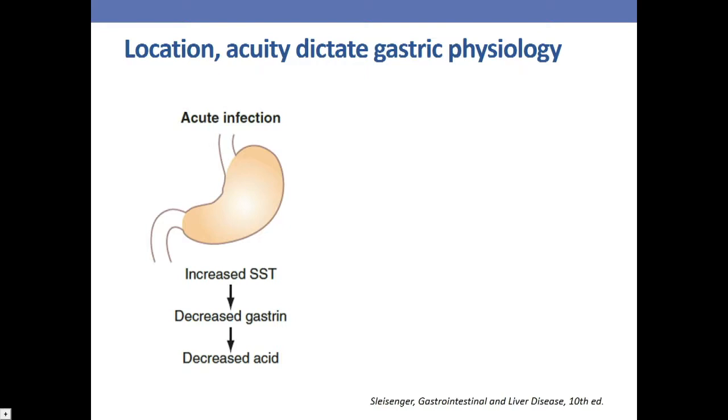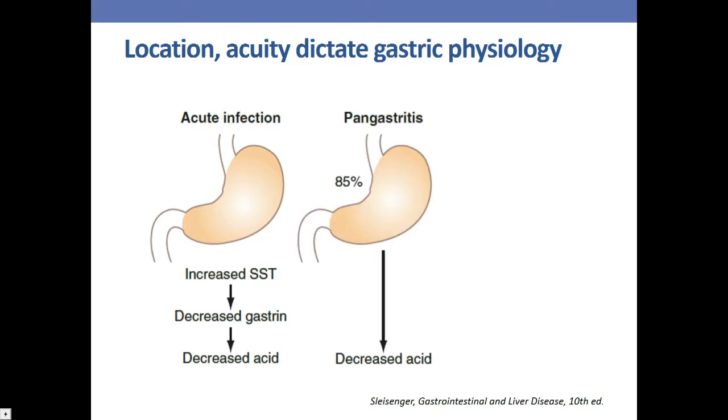patient and how it sort of impacts disease. So in the acute infection, which everyone who gets an H. pylori infection develops, you have increased SST, somatostatin, decreased gastrin, and decreased acid production. This is a short-lived acute infection.